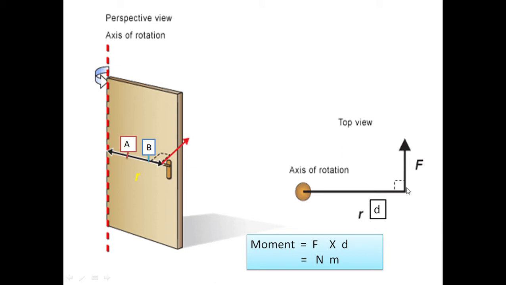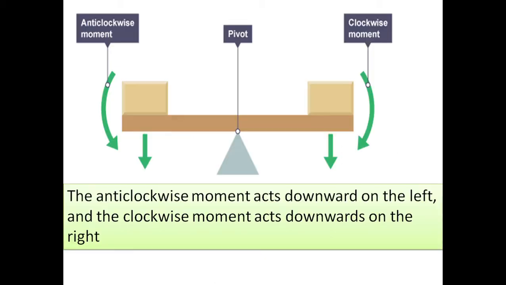What is moment? The product of the force and the perpendicular distance to the line of action of the force from the axis of rotation is known as the moment of the force around this axis. Now you can see moment equals the force times the perpendicular distance. This is the moment of force. Let's move to the next slide.